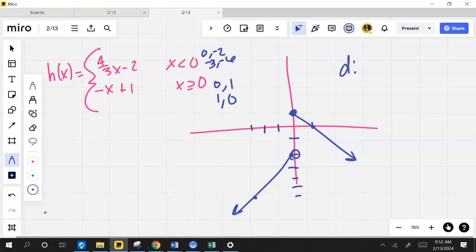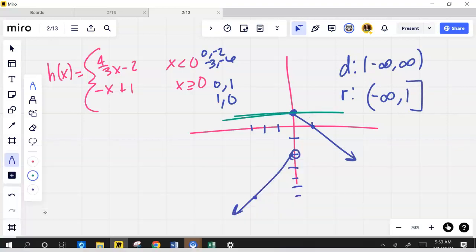Domain here. What'd you get for the domain? Yes. How about the range? Negative infinity up to 1. I'm looking at the y values. So this is as far up as I go. So bottom up.